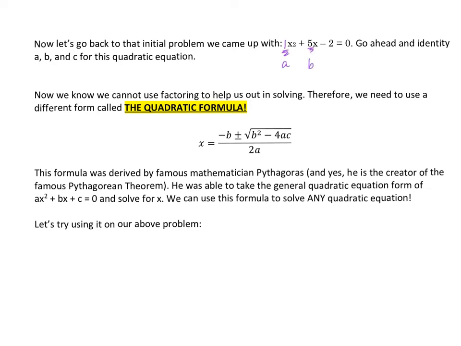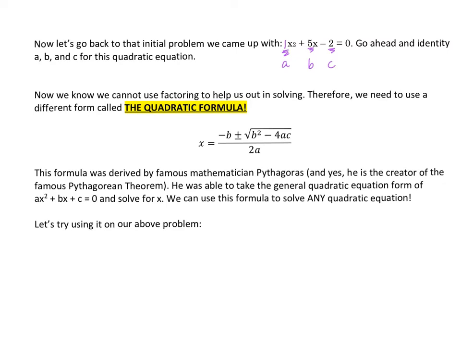I'm just going to do it right on my equation itself. That way I know my a value is 1, my b value is 5, and my c value is -2. Okay, so what's the purpose of knowing the a, b, and c values? Well, that's going to help us in our next case. Now we know we cannot use factoring to solve this problem. Therefore, we're going to use something in a different form.